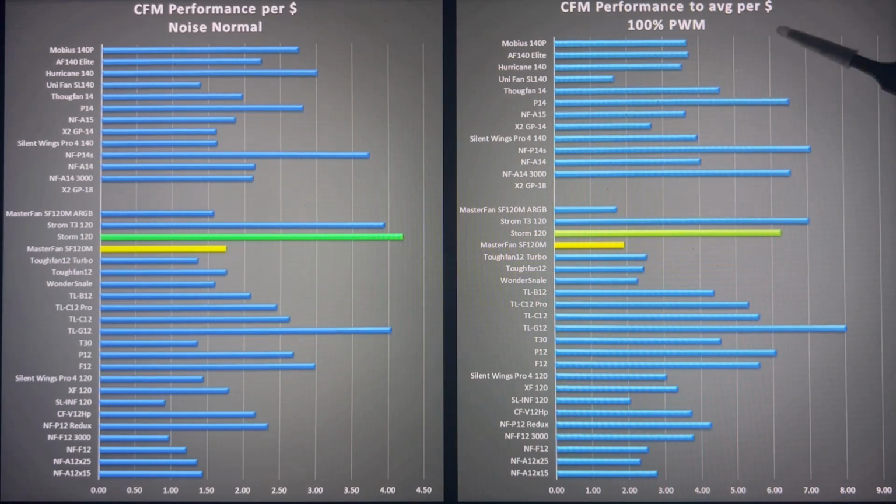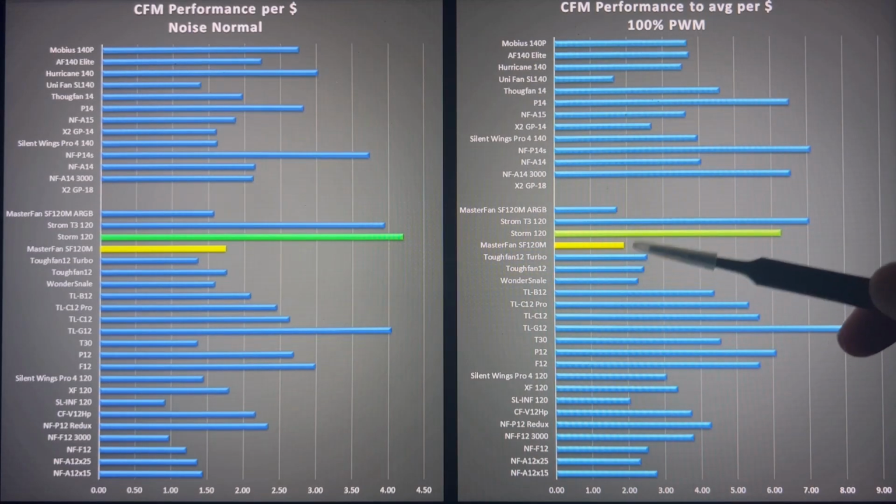Taking a look at once we're running at 100% PWM fan signaling, the Storms continue to do well. Though they lost their chart topper category, they are still ranked second and third? So that is a good position for those fans to be in. And that comes down to their triple pack price, where the Storm is like $12. The Masterfan has kind of become very middle of the road. It's not a bad position to be in. It's just not a top value fan.